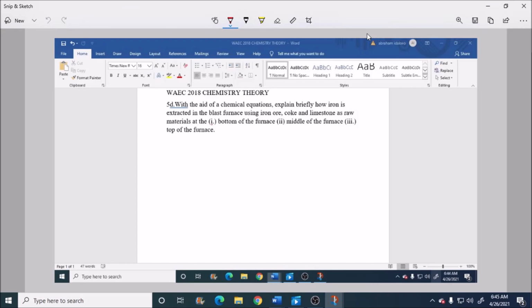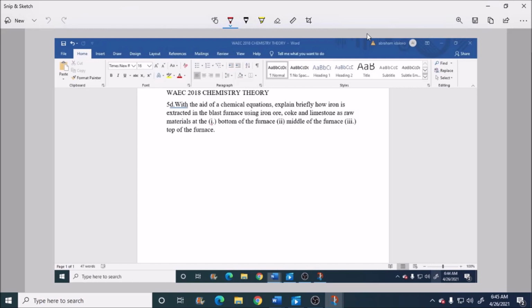With the aid of a chemical equation, explain briefly how iron is extracted in the blast furnace using iron ore, coke, and limestone as raw materials: Roman figure 1, bottom of the furnace; Roman figure 2, middle of the furnace; Roman figure 3, top of the furnace. So we have to use equation all through.